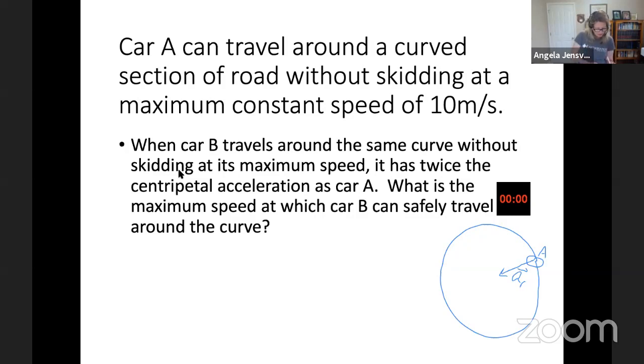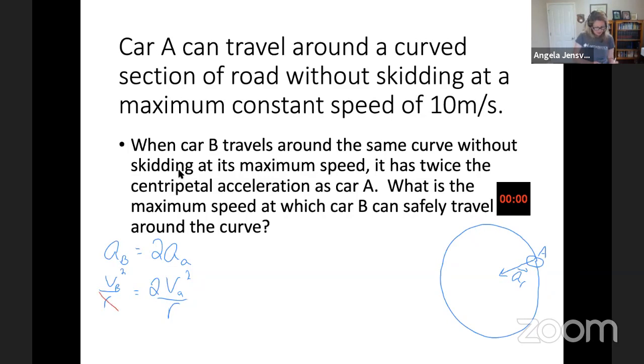Okay, so what is it saying? Car B has twice the centripetal acceleration as car A. Okay, well, the acceleration that points toward the center is v squared over r, right? This would be the velocity of B. Why didn't I put subscripts on the r's? Because it's the same circle, so the r is the same.